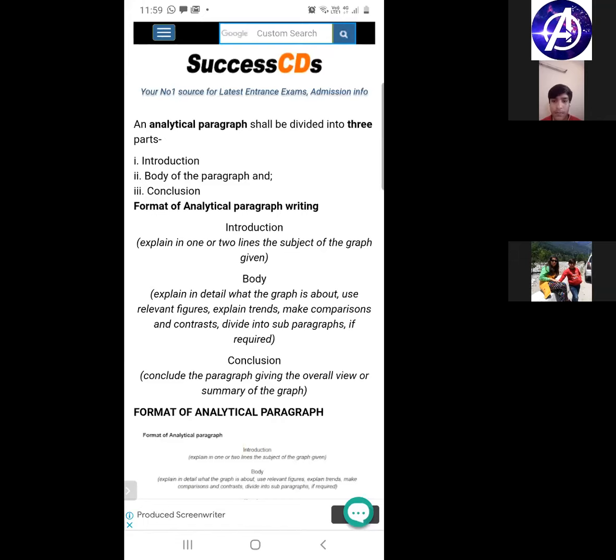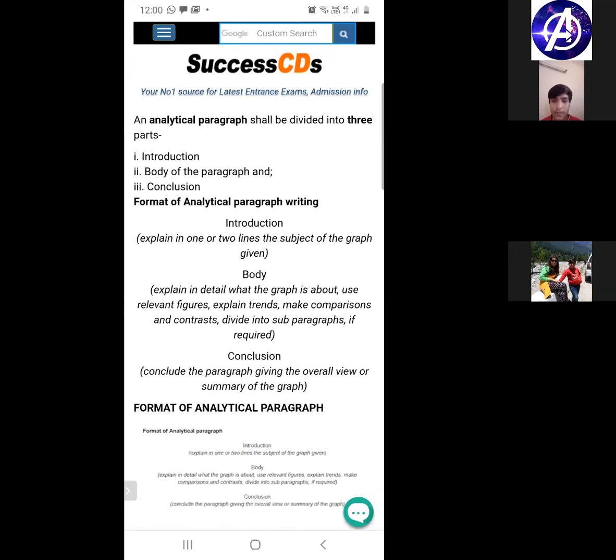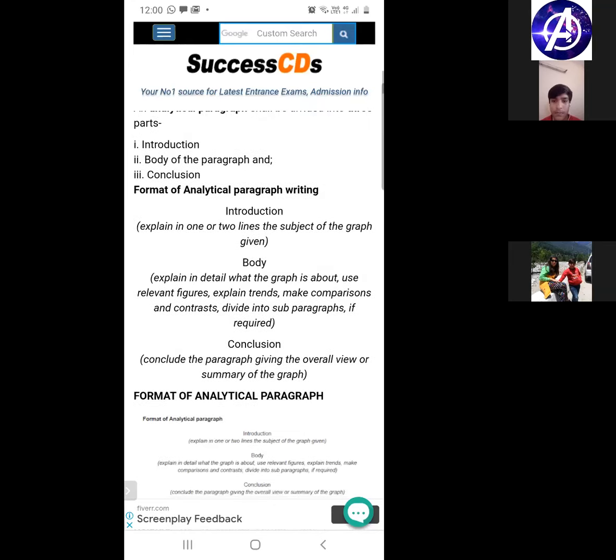Now, the third stanza is the conclusion, whereby you have to conclude the para, giving the overall view or a summary of the graph. For example, if I was talking about the increase in population from 2000 to 2020, according to the latest census, the comparison is made. You can give a small overview of the reasons why the population increased or decreased. Just in a line or 2, you can conclude by saying the population has increased this many times, and perhaps these are the reasons behind it. Fine.